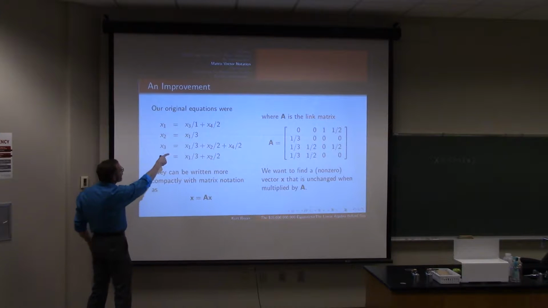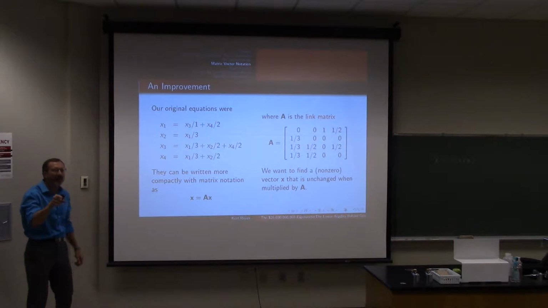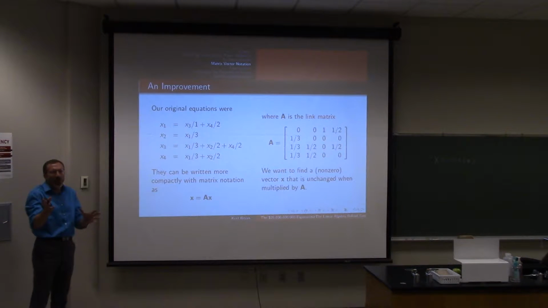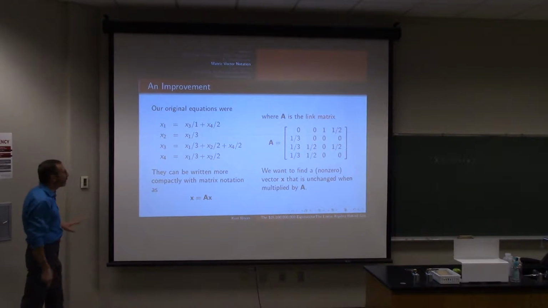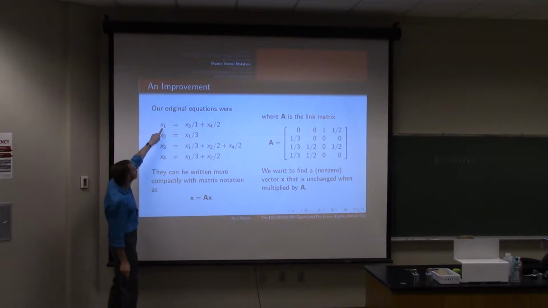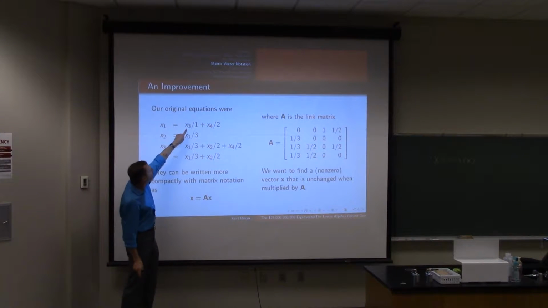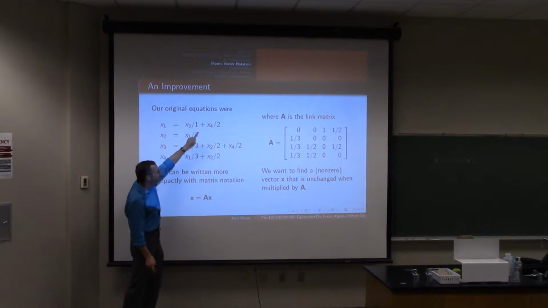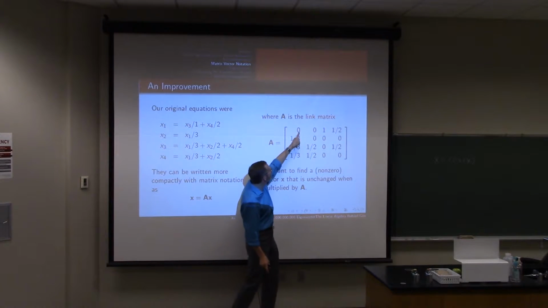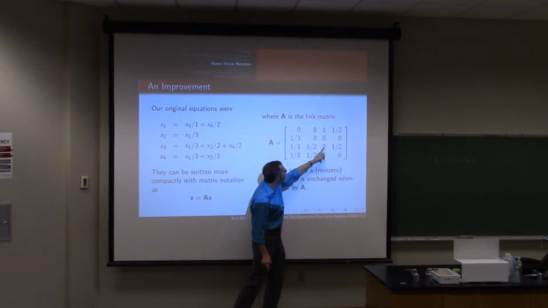And one thing I didn't point out earlier is I could have allowed pages to link to themselves. There's nothing wrong with that per se, but I didn't do that in my example. So in the x1 equation, there's no x1 over here because x1 is not allowed to link to himself. And that manifests itself in these zeros here, in these diagonal positions.